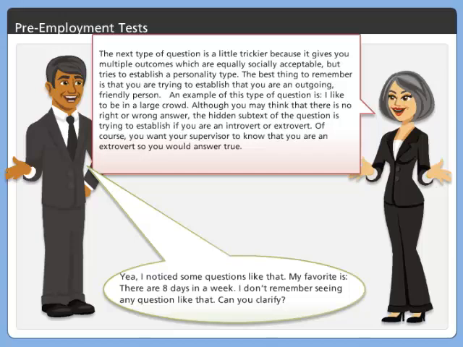The best thing to remember is that you are trying to establish that you are an outgoing, friendly person. I don't remember seeing any question like that. Can you clarify? An example of this type of question is, "I like to be in a large crowd." Although you may think that there is no right or wrong answer, the hidden subtext of the question is trying to establish if you are an introvert or extrovert. Of course, you want your supervisor to know that you are an extrovert, so you would answer true.